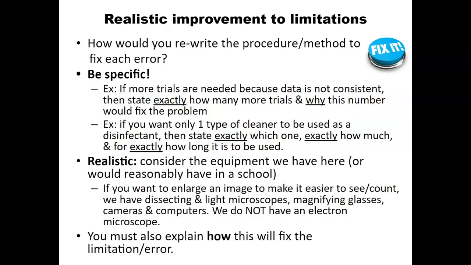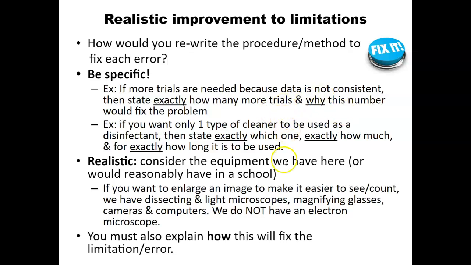Not only do you need to be specific, but you need to be realistic. You need to think about, how could I fix it using the equipment that we have here at Newbury Park High School? Okay, not if you had access to hundreds of thousands of dollars worth of research level equipment, right? That's not realistic for a high school lab.